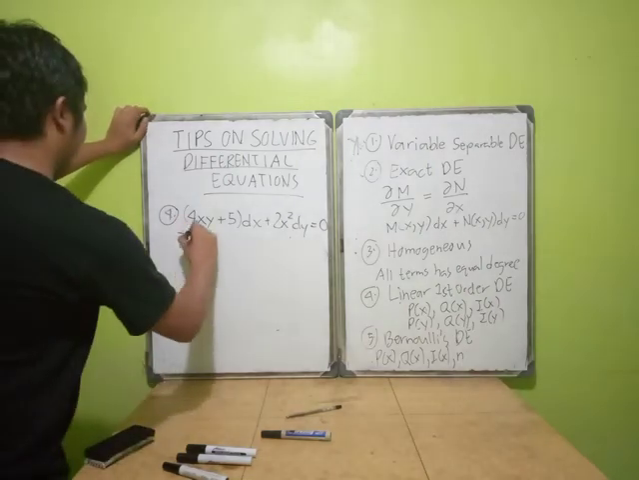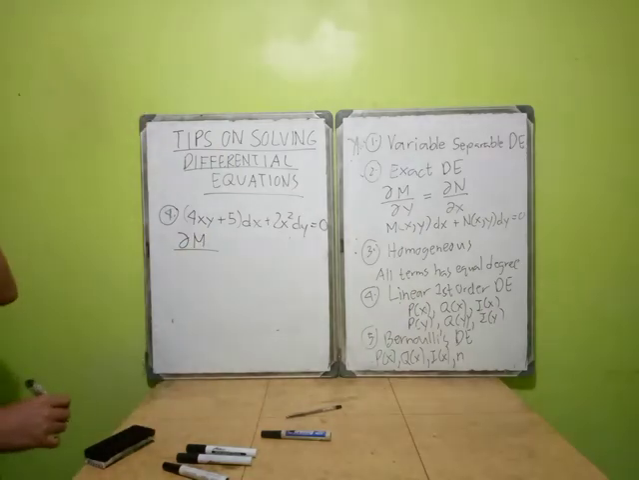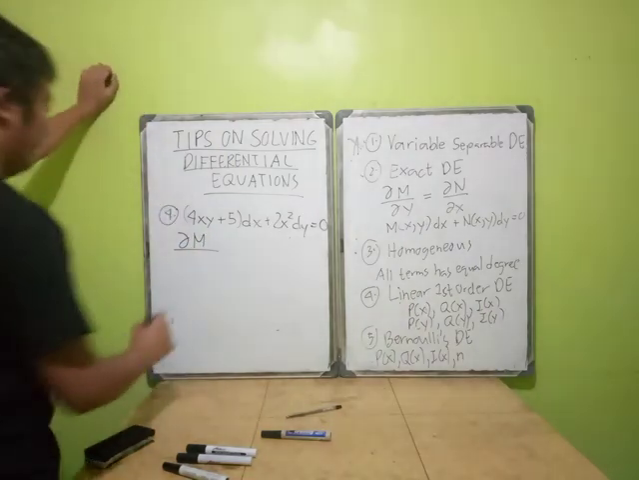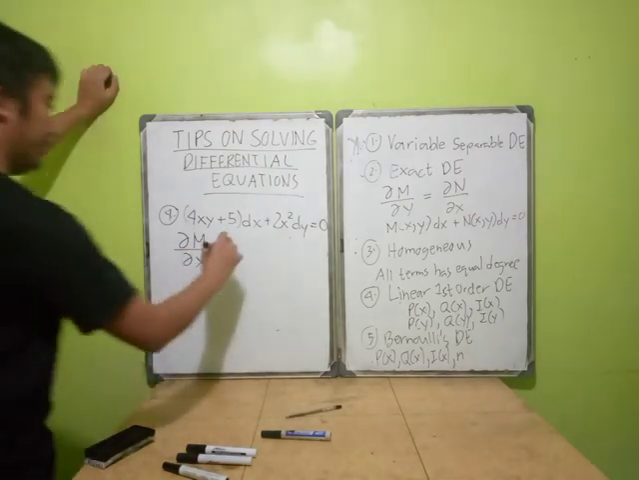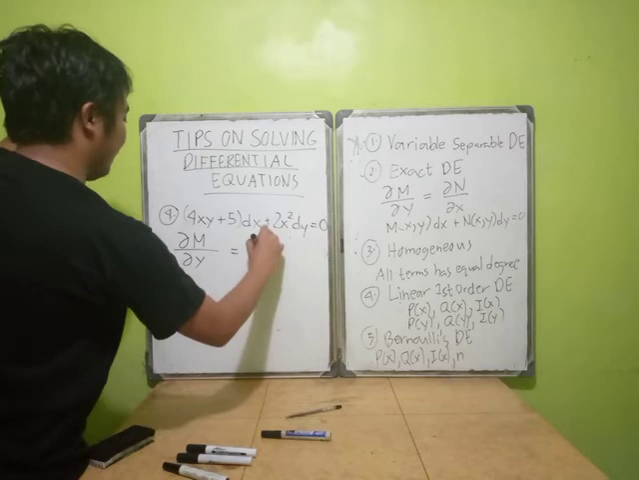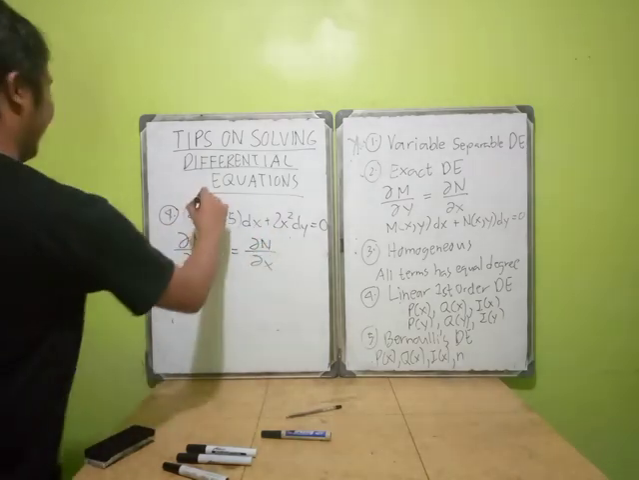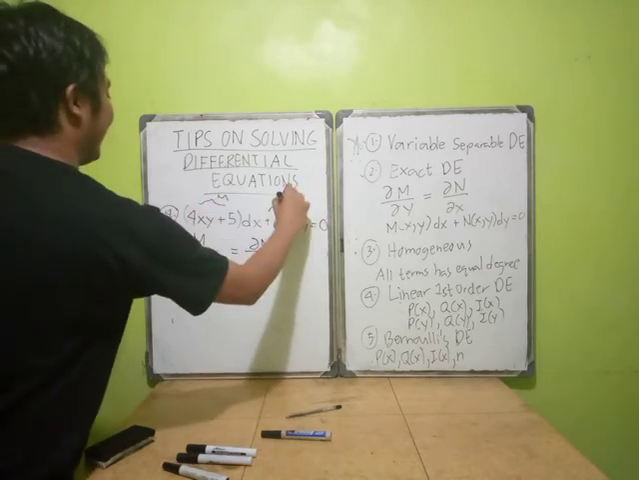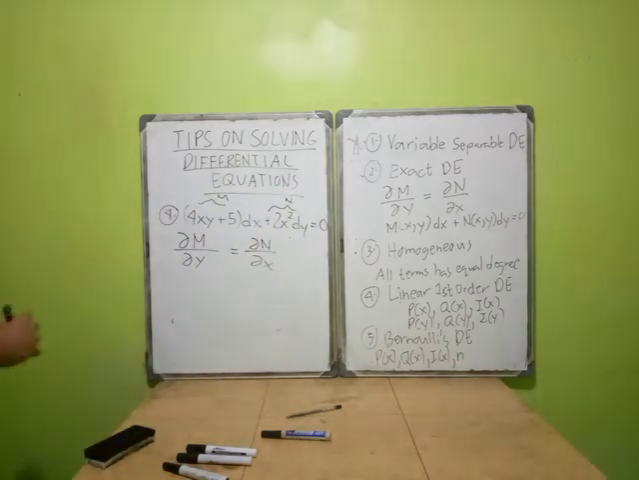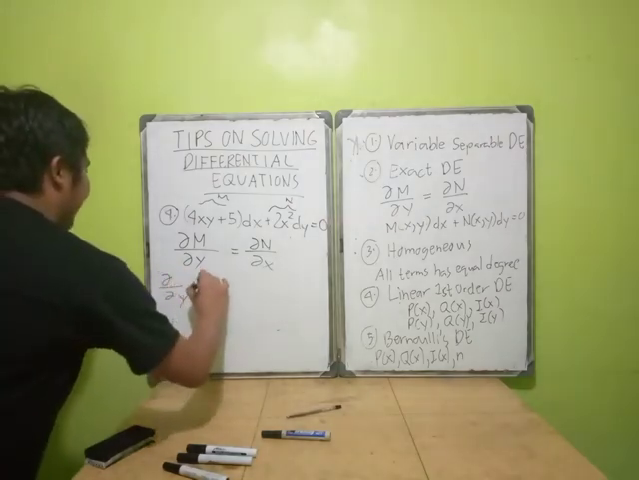Okay? We have first, partial derivative of m with respect to y. It should be equal to partial differential of n with respect to x. So, ito yung m natin, saka ito yung n natin. Okay. So, si m, i-differentiate natin with respect to y.